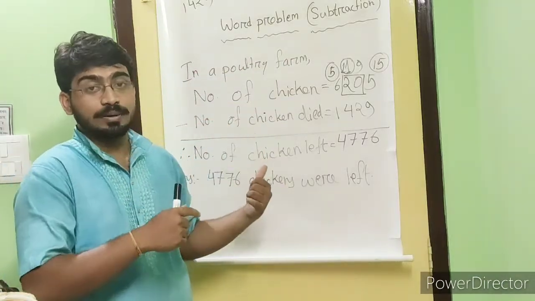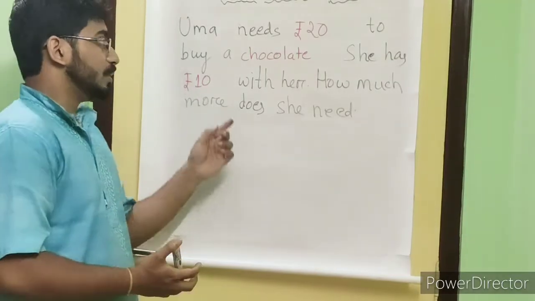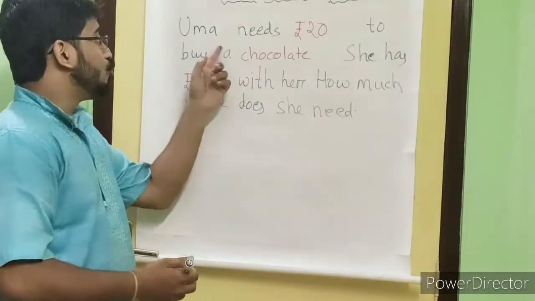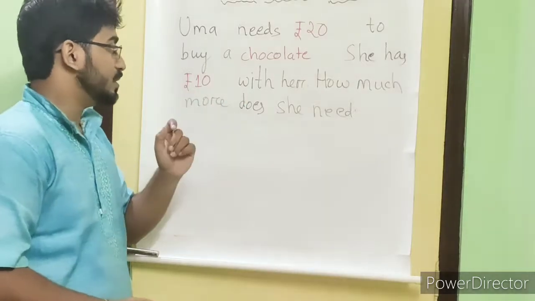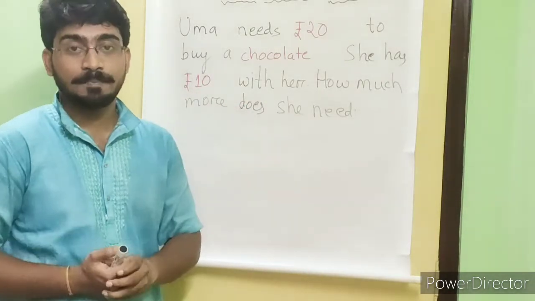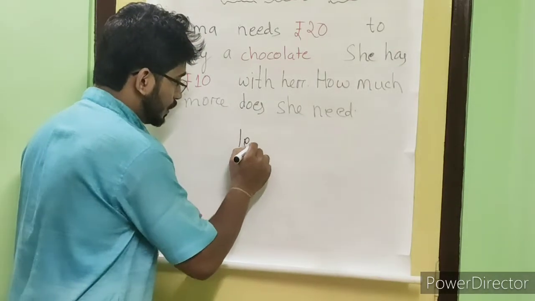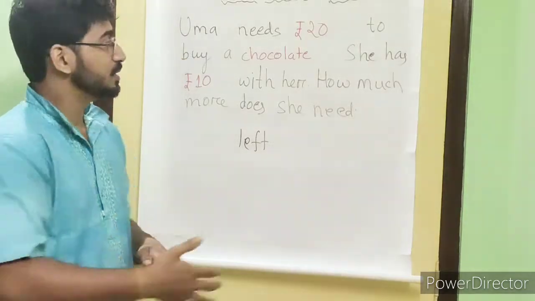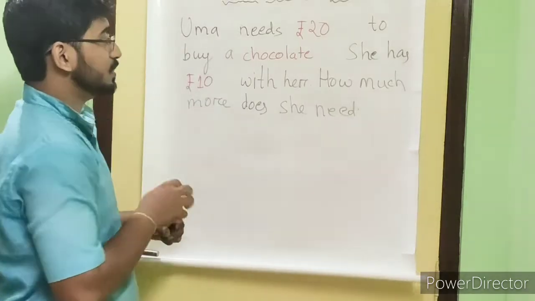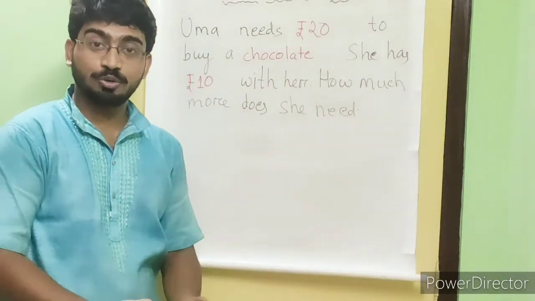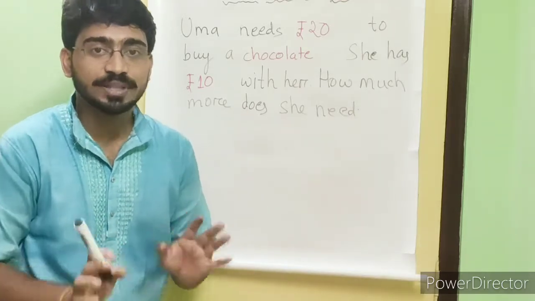Okay, so now I am going to start another word problem. Now see, I have given another word problem. Uma needs rupees 20 to buy a chocolate. She has rupees 10 with her. How much more does she need? Point number 1. The hint word left is not there. See, in the whole question you will not find the word left. So what to do now? That's why I am telling, follow the pattern, not the hint word in case of subtraction.